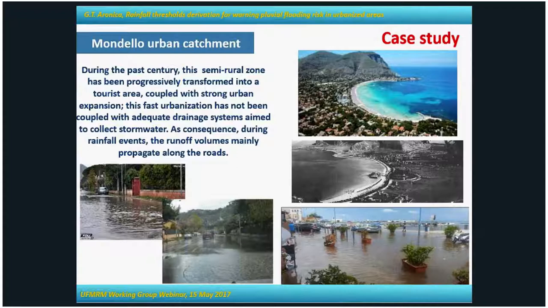So there is no river here. There is no specific river, no specific catchment. It is a flat area in which the rainfall arrives, remains and propagates along the roads, which are between the villas and the other buildings and the sea.